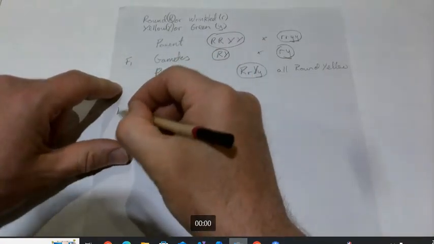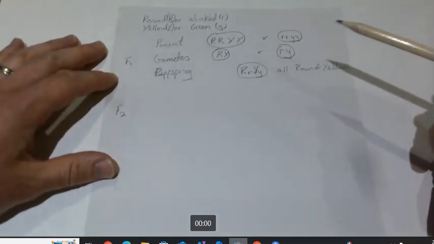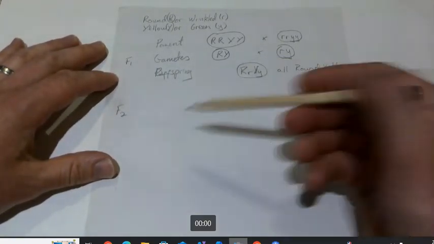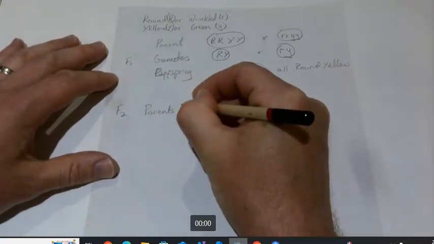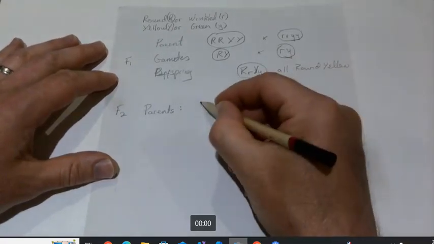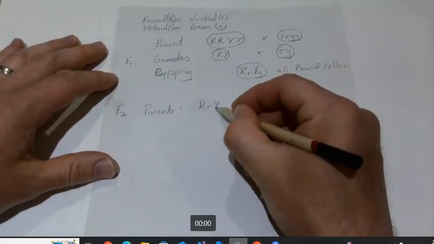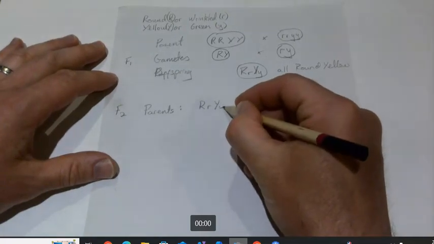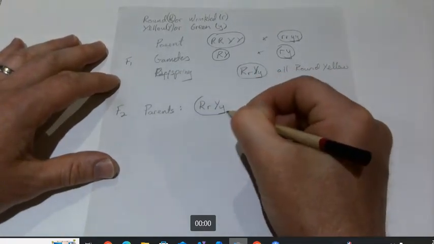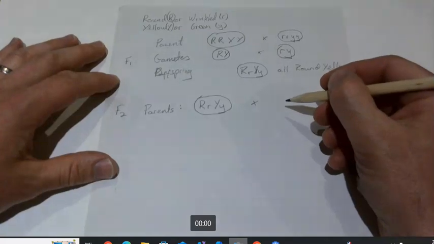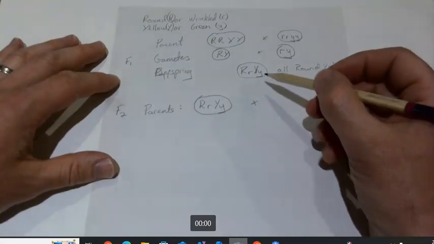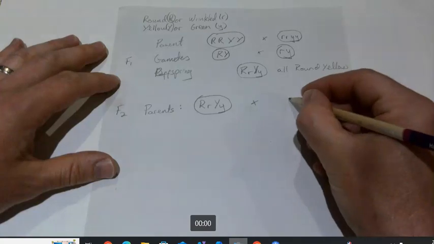Now, we're moving on to the F2, the second filial. We use the offspring from the F1 now as the parents. So here we have the heterozygous dominant plants from the offspring of the first cross, which now become the parents.